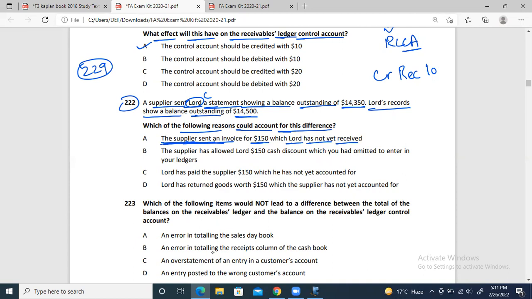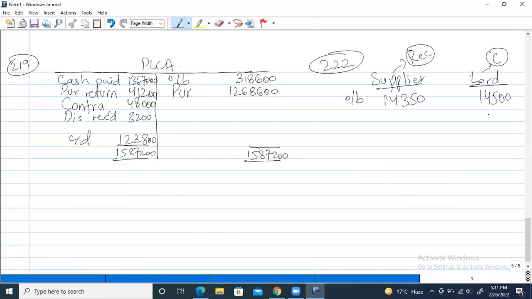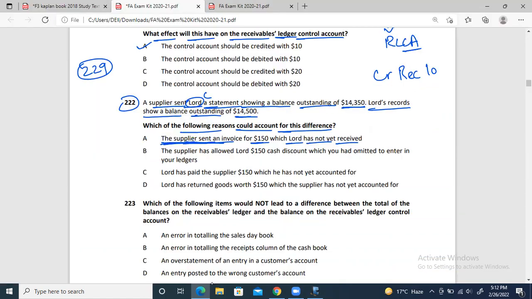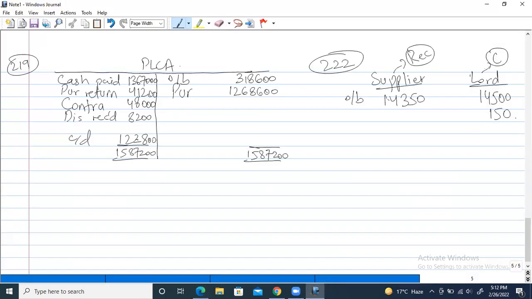So a supplier sent an invoice of 150, which Lord has not yet received. That means the purchase by Lord will not have been recorded over here, right? For Lord to record it as a purchase, it will have to increase the balance, because his payable will increase. It will be on the credit side. Exactly, for Lord it will be on the credit side and it will increase the payable. Now let's see if the balance is correct or not. No, this is even more. You can see this is 14,000. This is wrong, right? Now let's do option B. So A is wrong.